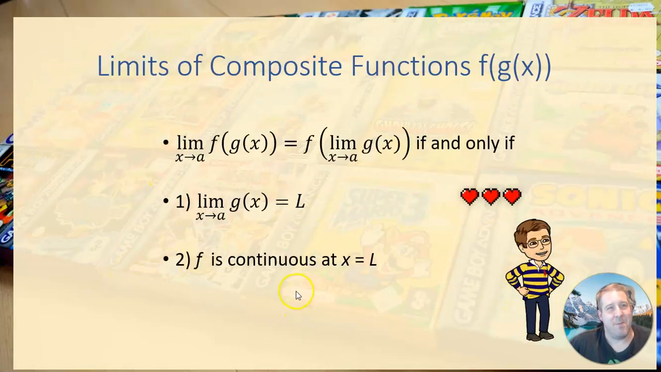All right, jumping back in, so these are the rules for finding a limit of a composite function, f of g of x or g of f of x. No matter what the name of the function is, it does not matter. So these are the two main rules.